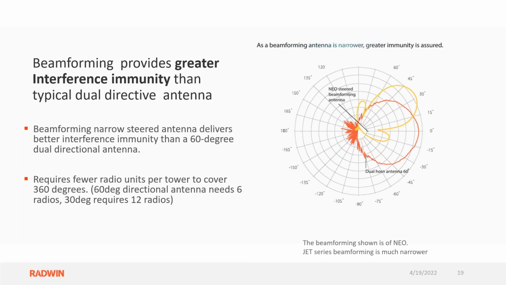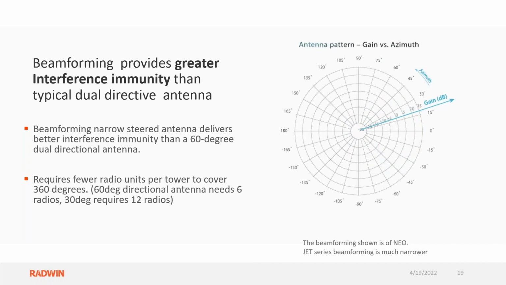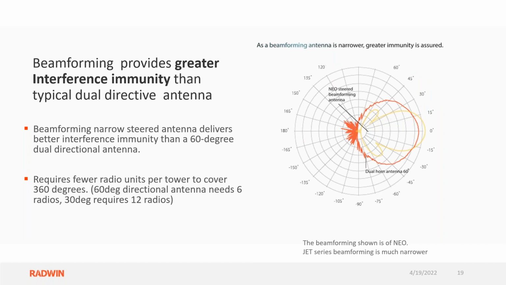It also allows you to use fewer radios per tower to handle a full 360 degrees. If you're doing 60-degree directional antennas, that's 6 radios. A 30-degree would require 12 radios. For us, it's as low as 4.